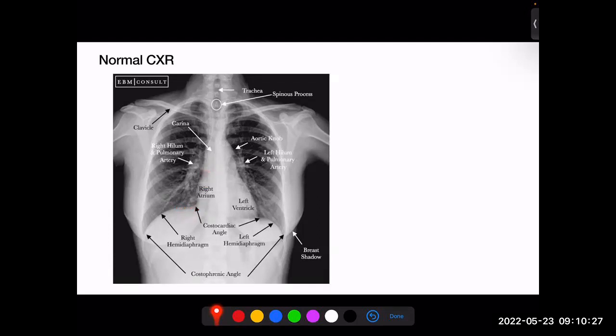Then there is the diaphragm here, and the ribs up here. Then there are the costophrenic recesses or costophrenic angles. So cardiophrenic angles, costophrenic angles. These are important because when you're looking at a normal X-ray, these costophrenic angles have to be, the word to use is sharp.